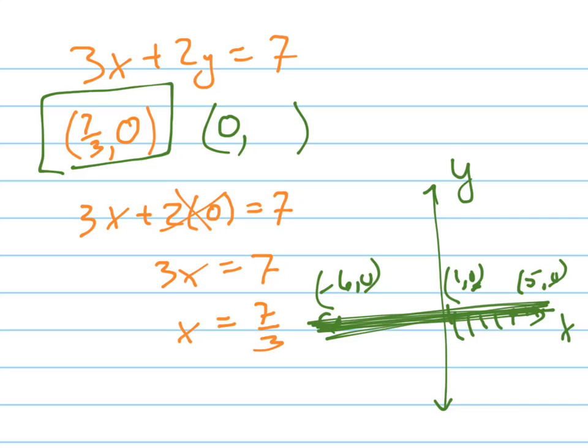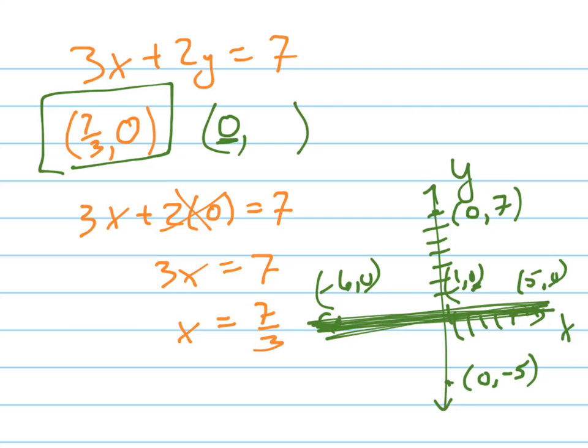Now for the y-intercept, which I'm finding now, the x value is always 0. This point up here is 0, 7. This point down here is 0, -5, for instance. So how do I find the y-intercept? Plug 0 in for x. That's how I find the y-intercept.